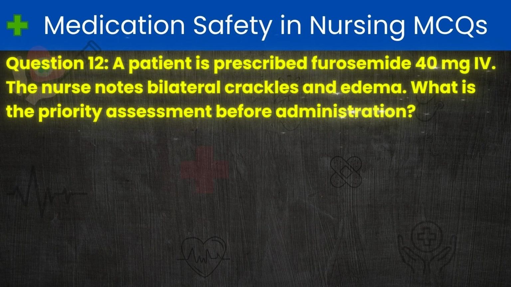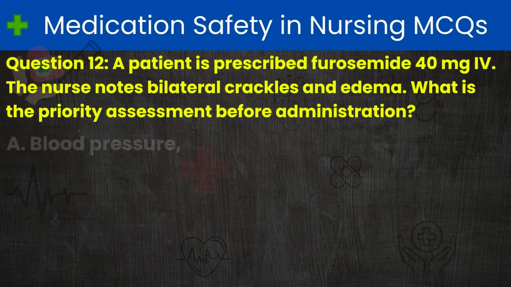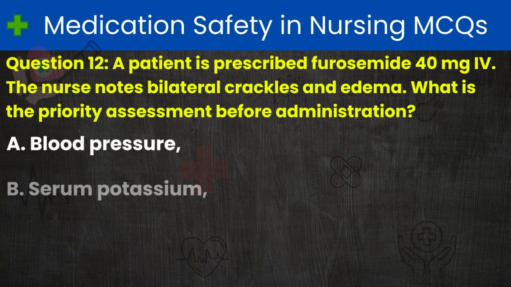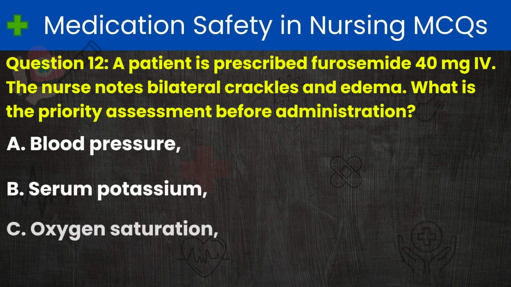Question 12. A patient is prescribed furosemide 40 mg. The nurse notes bilateral crackles and edema. What is the priority assessment before administration? A. Blood pressure. B. Serum potassium. C. Oxygen saturation. D. Daily weight.